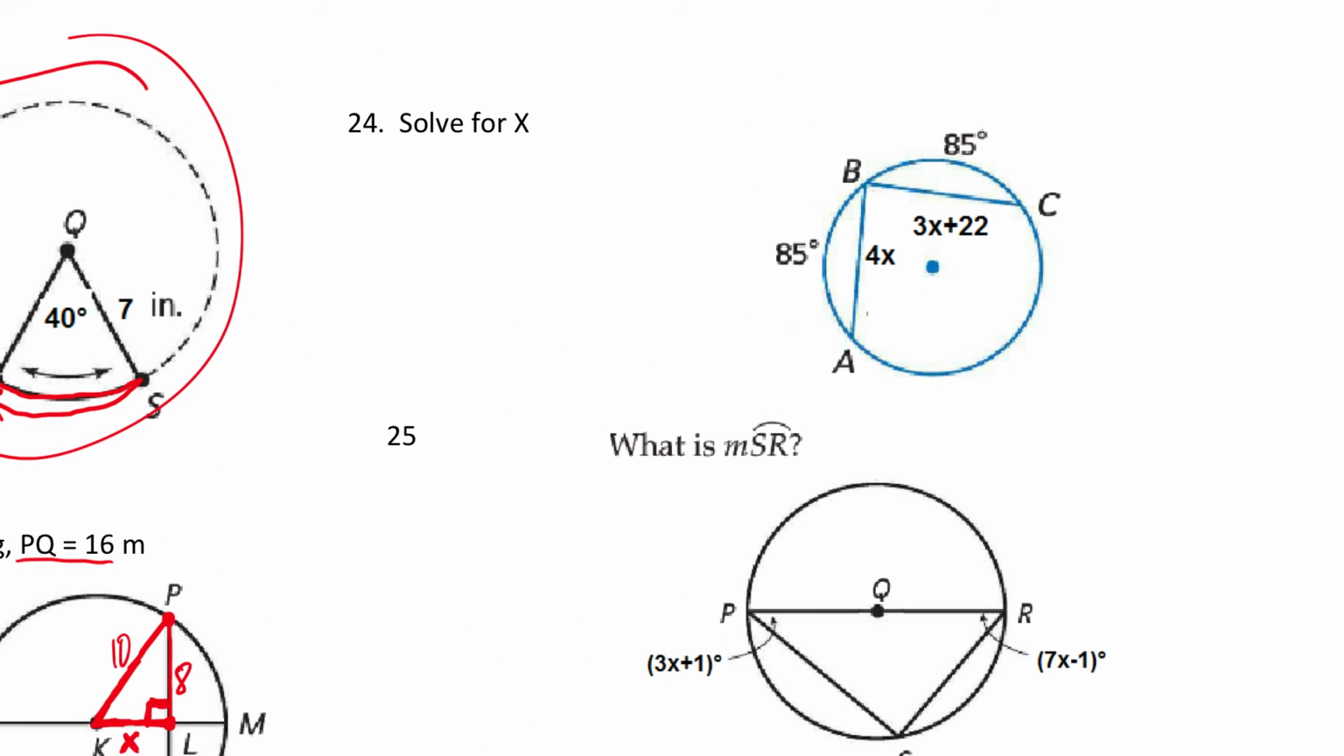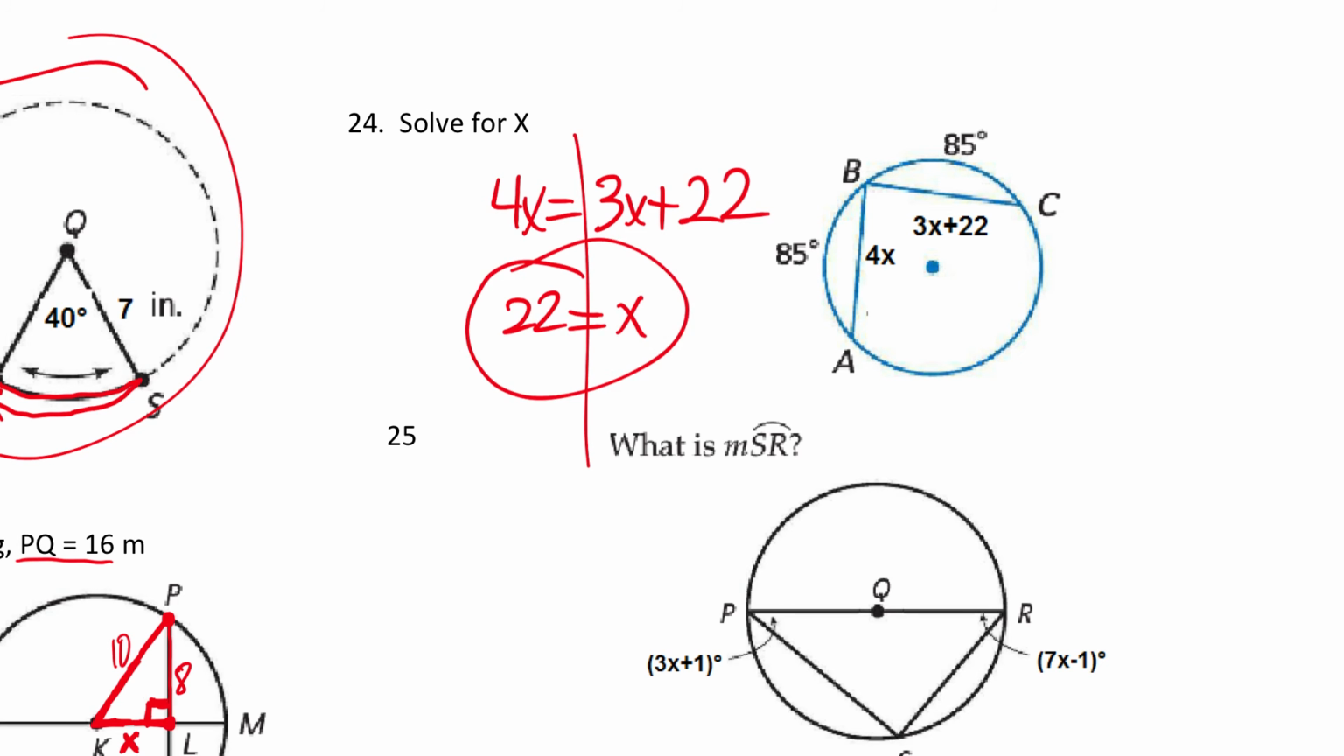Okay, on this one, since those arcs are congruent, the chords are congruent, so 4x equals 3x plus 22. And yeah, just x equals 22 there.